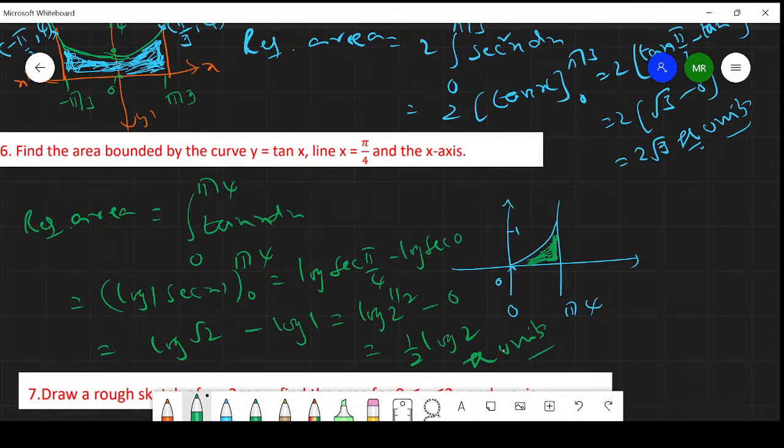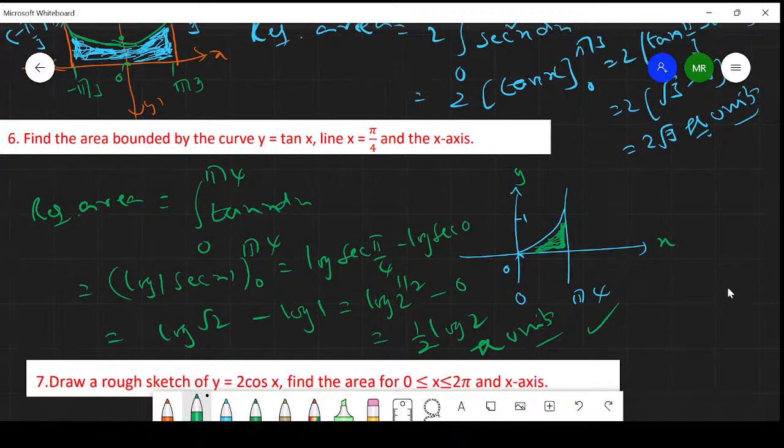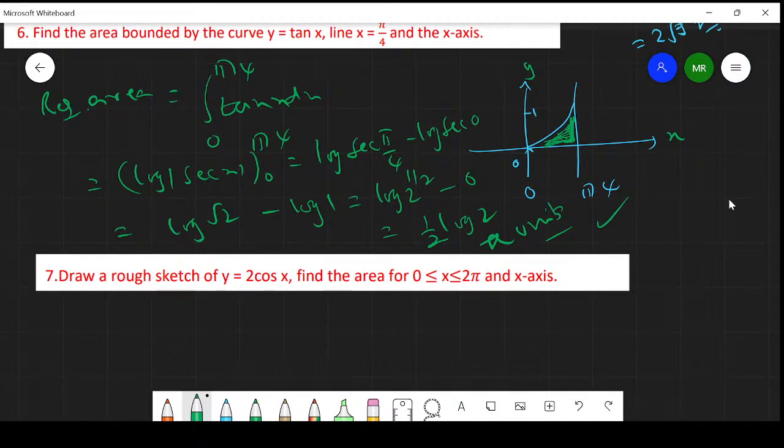Half log 2 square units is your answer. This is square units. I hope you understood this, the area bounded by tan x, the line x equal to pi by 4 and the x-axis. Is that clear? Good, understood. Fine then, I will do the next one now.